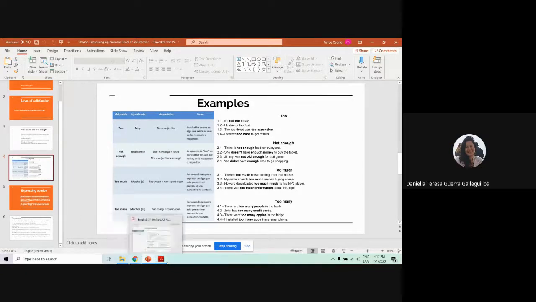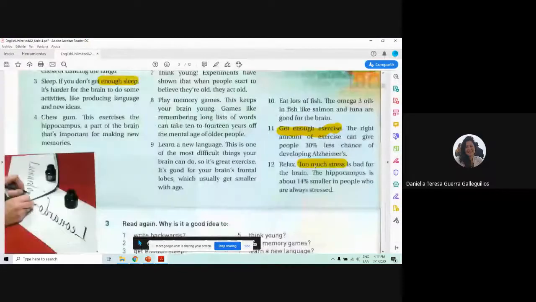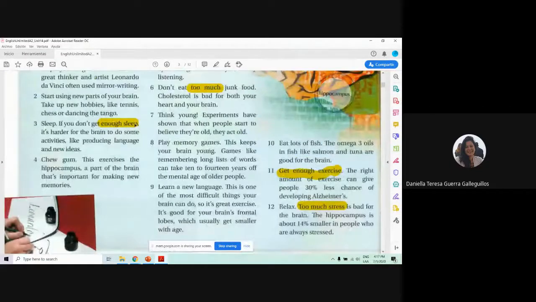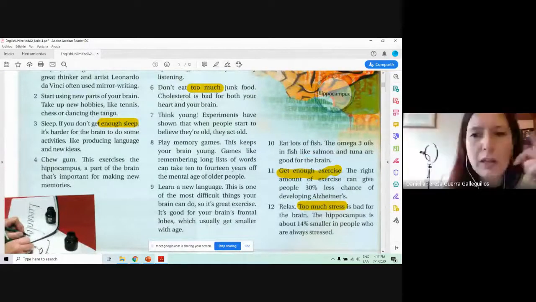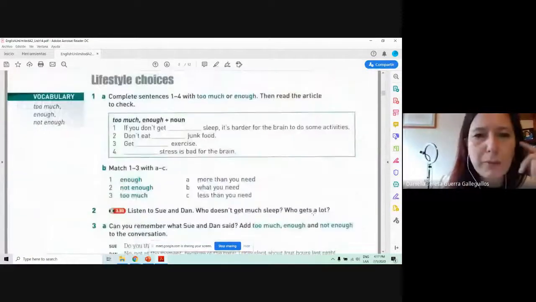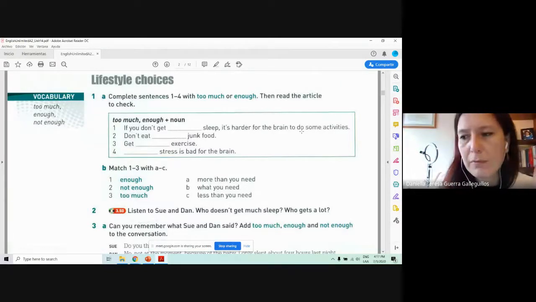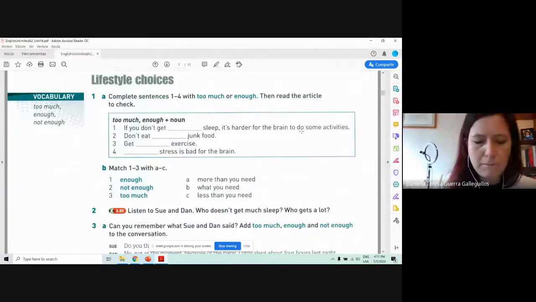Thinking about that, and in the presentation of the text that we have here, remember the phrases that I marked. If you don't get enough sleep, don't eat too much junk food, get enough exercise, too much stress. We're going to complete so we can remember. Okay, Mario? Number 1, if you don't get sleep, it's harder for the brain to do some activities. What do you put there? What do you complete there in number 1?